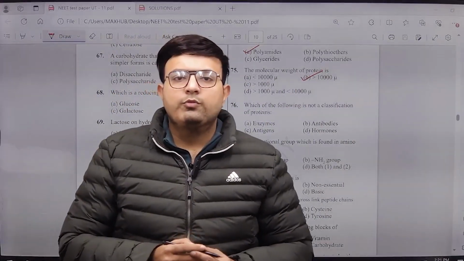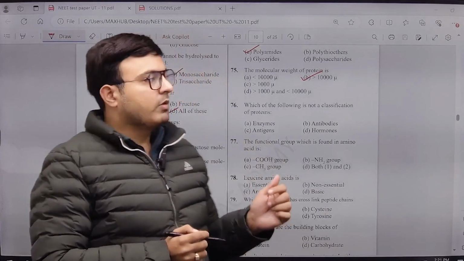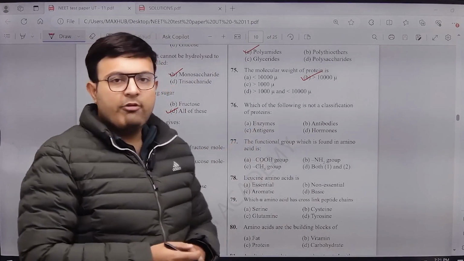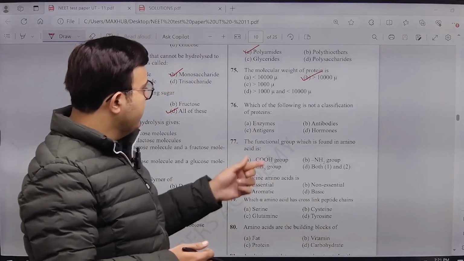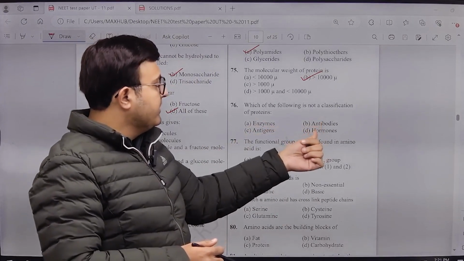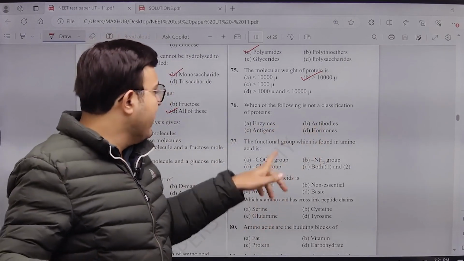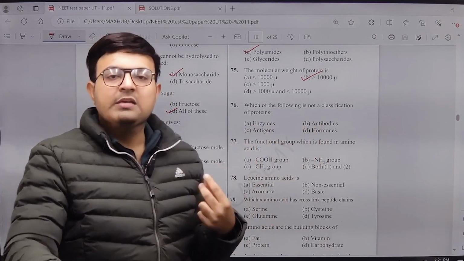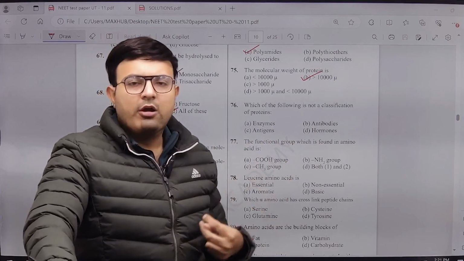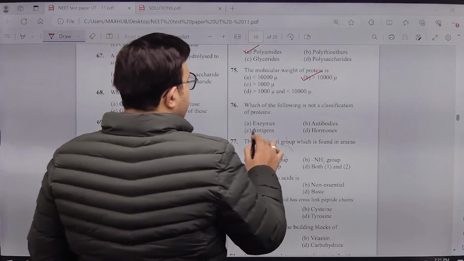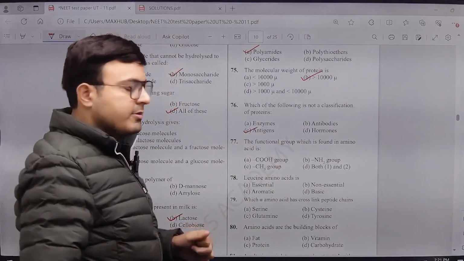Now we'll move to question number 76: which of the following is not a classification of proteins? We know that enzymes, antibodies, and hormones are all proteins, whereas antigens are polysaccharides. So they fall under the category of polysaccharides, and therefore they will not be a classification of proteins.